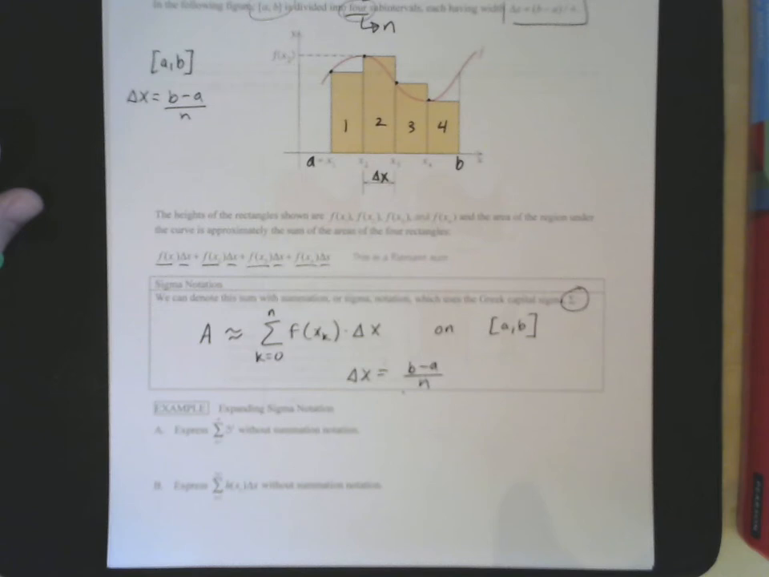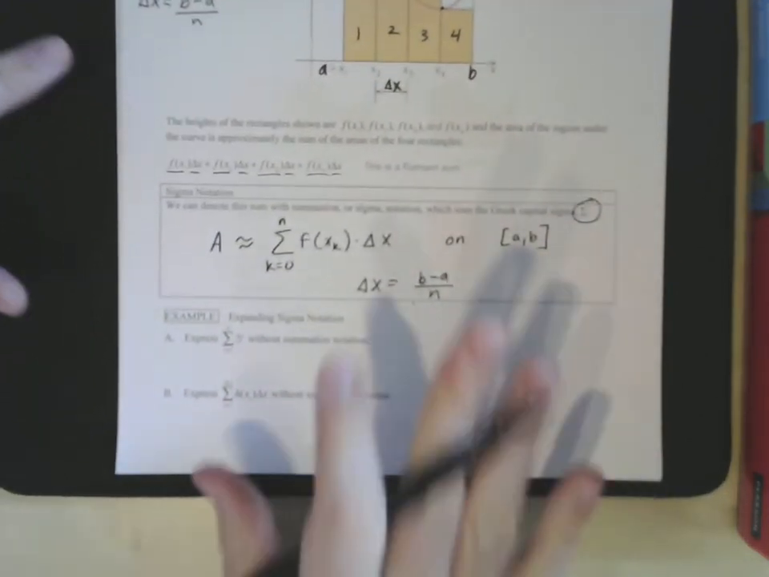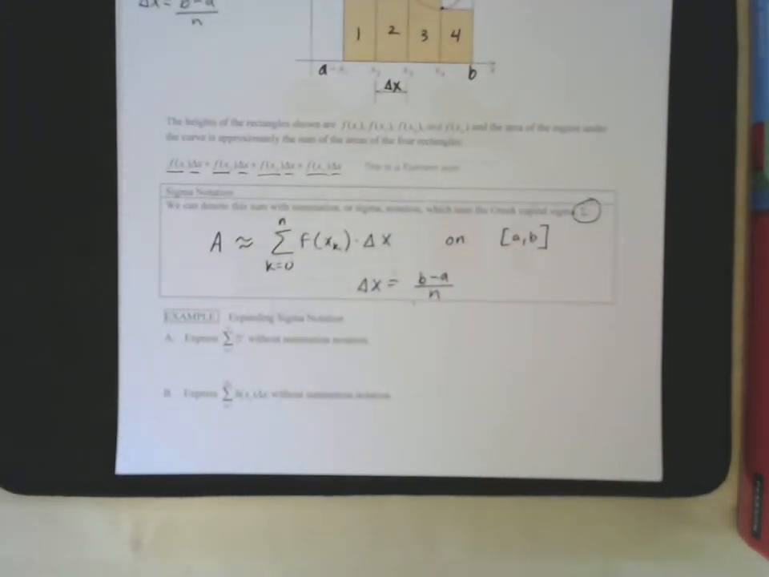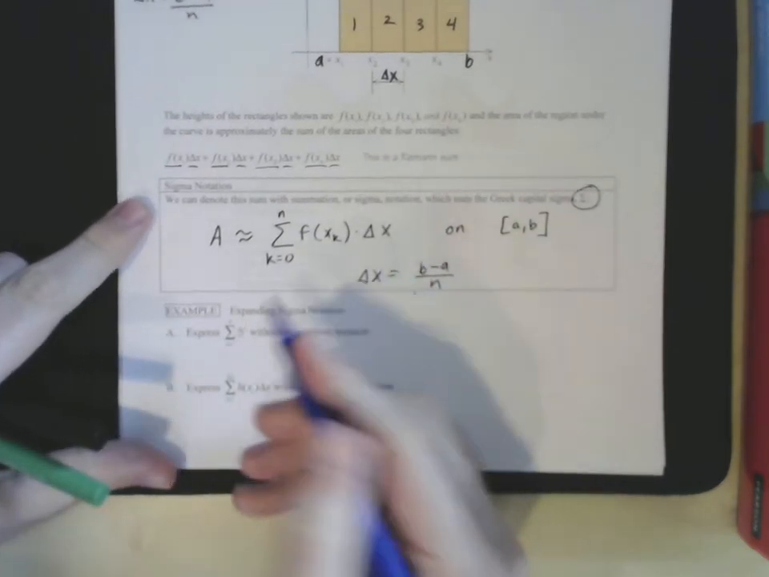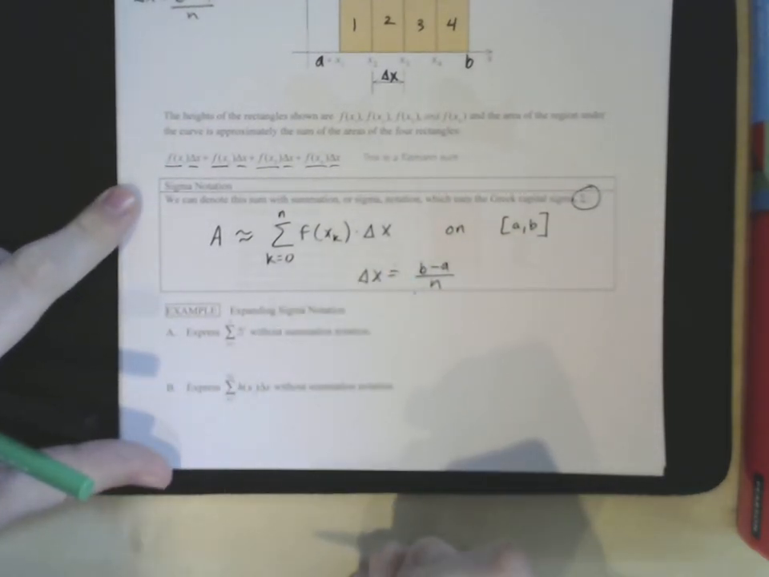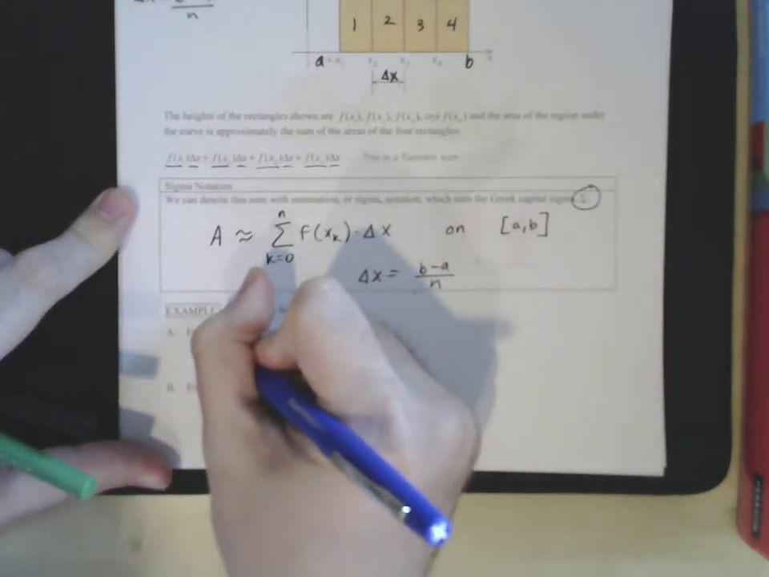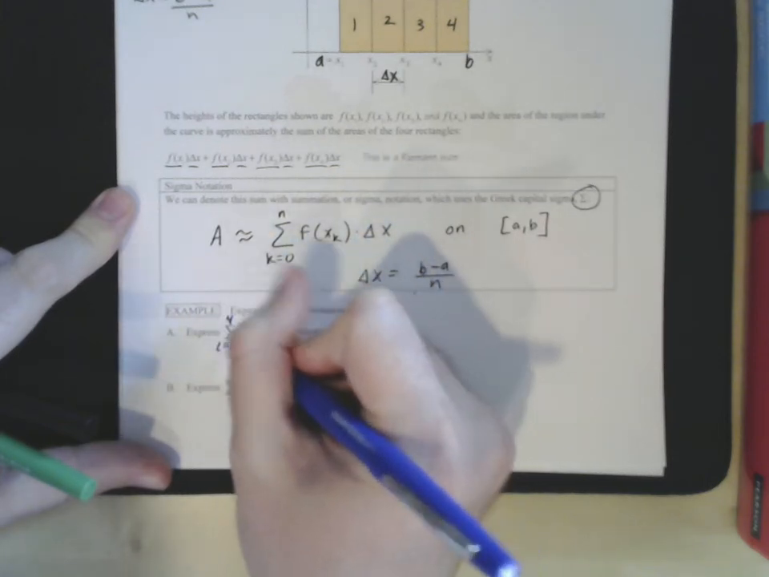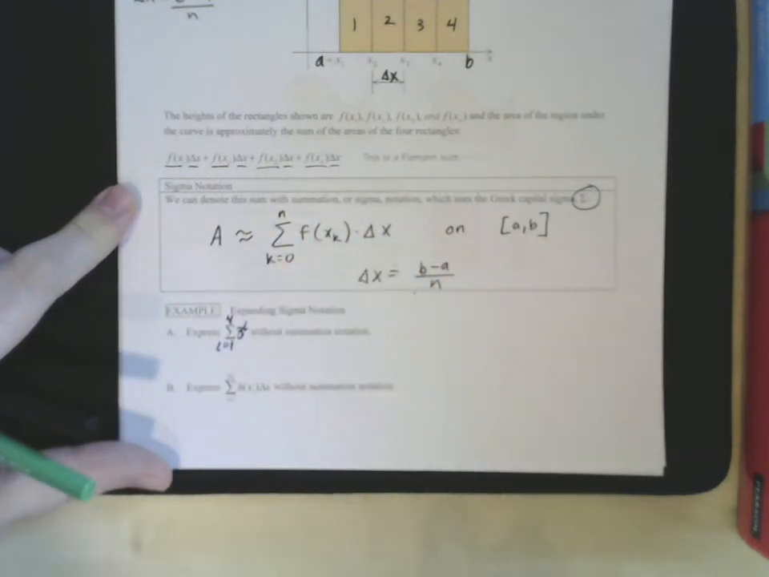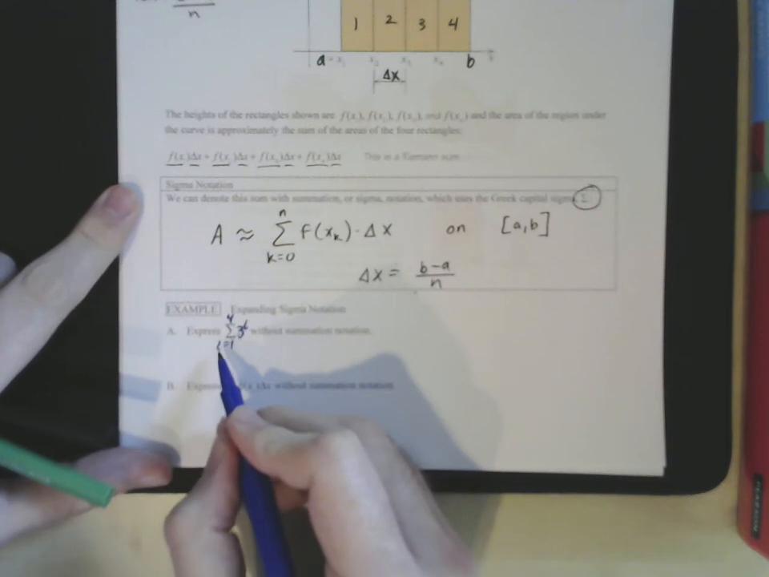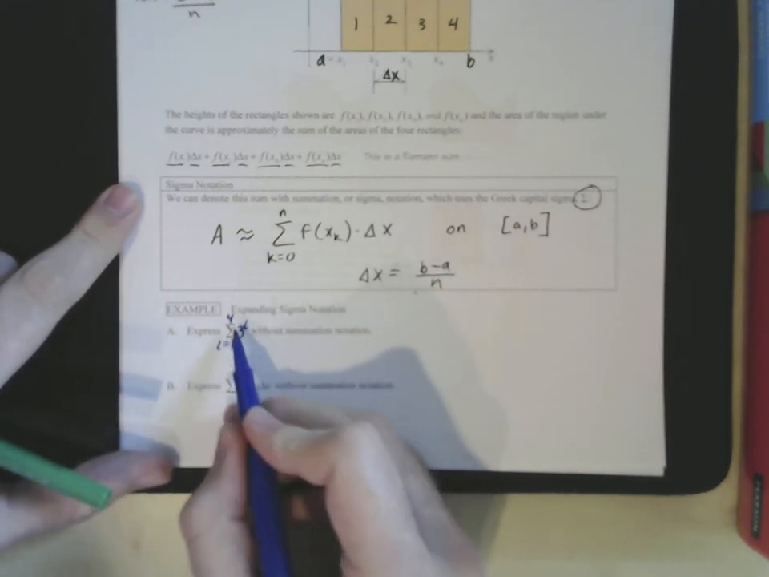Now, before we start doing Riemann sums, we're going to do just a couple examples working with sigma notation, just to get used to how it works a little bit. In this first one, express the sum. The way you read these is the big capital sigma says the sum. This is the sum from i equals 1 to 4 of 3 to the i. We read it just like that.